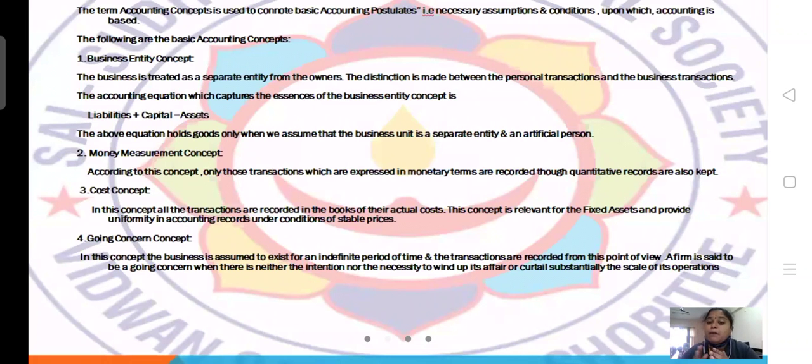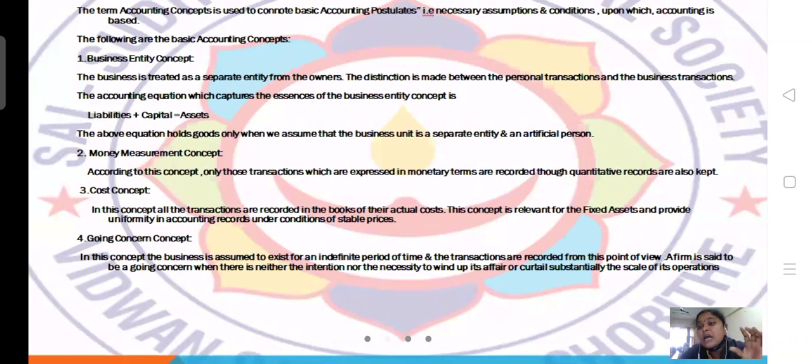Concept means that when your business has been running from time to time, period to period, then you can record all your business transactions. When your firm is a going concern, all the transactions can be recorded. But when your firm is wound up, you cannot enter your business transactions in your books. So these are the four accounting concepts.